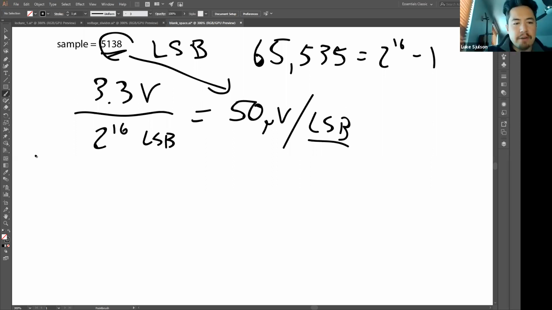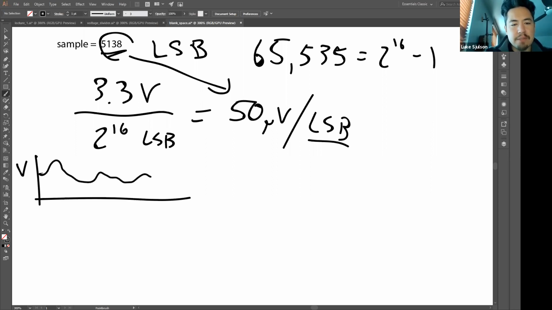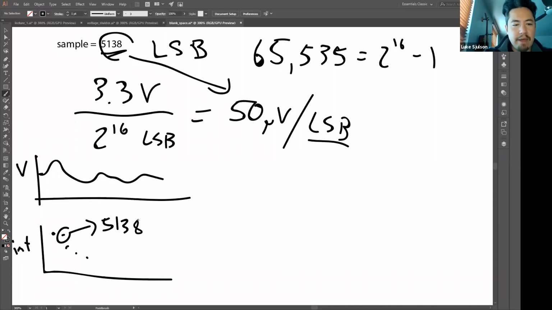So if you look at your input signal, there's a voltage, some sort of continuous thing over time. And if you look in your computer on the hard drive at the file, there's a number, an integer, at each time point. I'm saying if you took that one right there and looked at the actual number, it's 5,138. So the question is, what was the voltage there? You see what I'm saying?